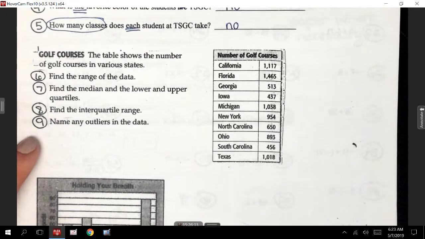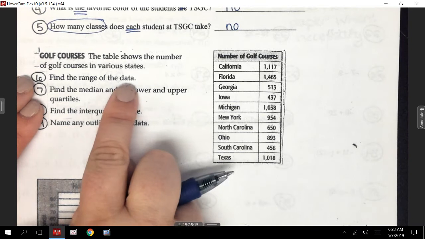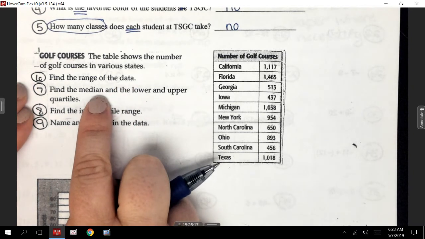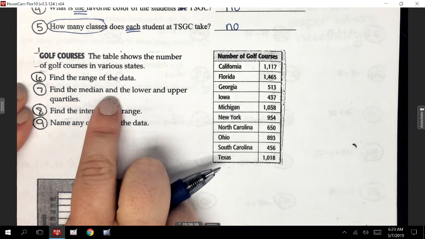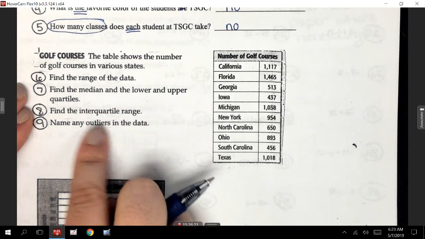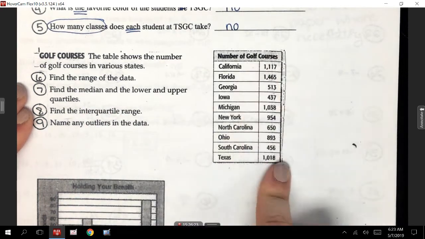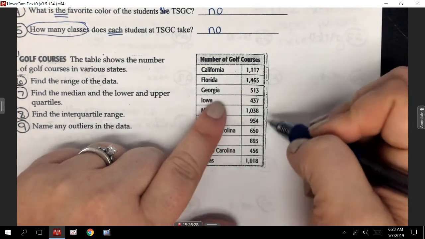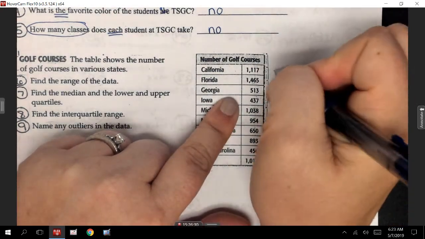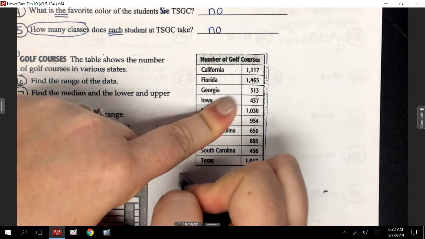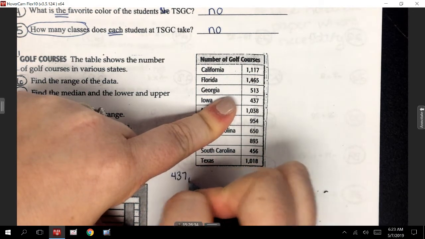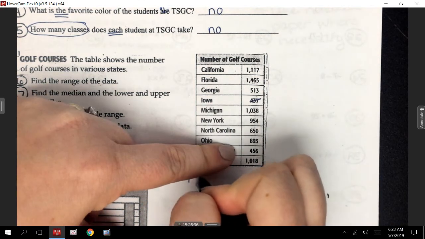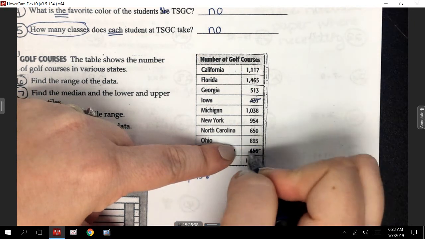All right, for number 6, first of all, I asked for the range. Then I can see here we're going to do that median, LQ, UQ. So I'm going to go ahead and put these in order. That's going to make my range easier as well. So let's see, my smallest number looks like is 437. I'm going to write it down here so I have more space. 437, mark that one out. 456, mark that one out.